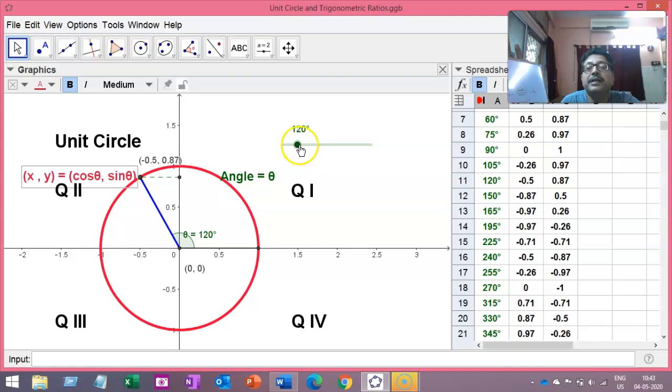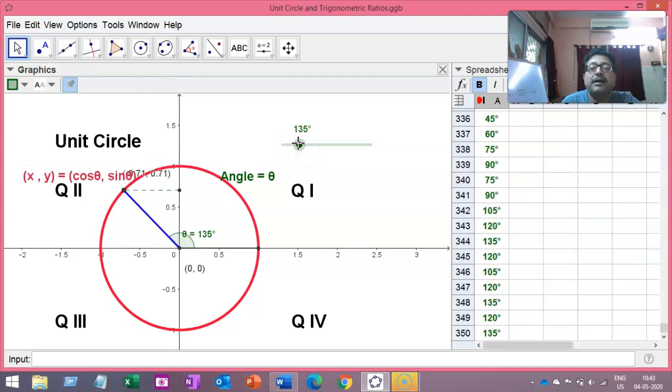Next means a convenient angle. Say I have taken 135. You just mentally calculate what you learned in the normal trigonometric class. Sine 135 degree is what? Sine of 90 plus 45 degree, that is cos 45 degree. This is nothing but 1 by root 2. So sine 135 degree equals 1 by root 2. 1 by root 2 means 0.71, and it is shown here for 135 degree.